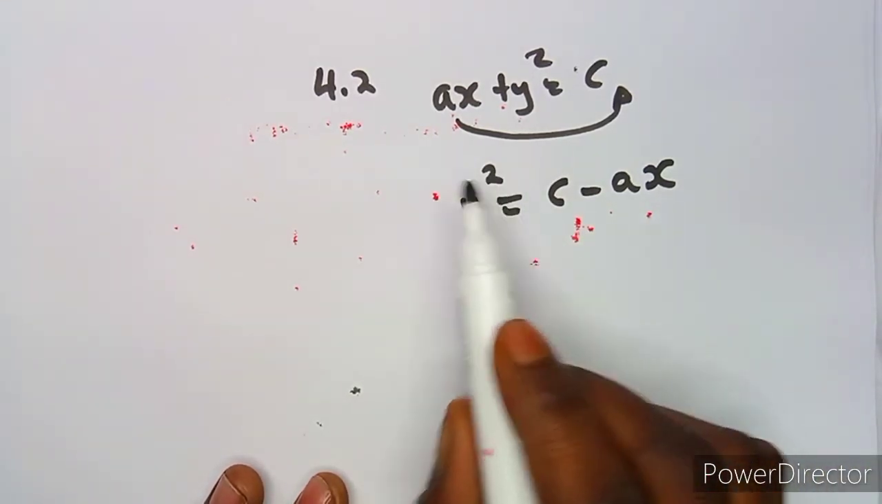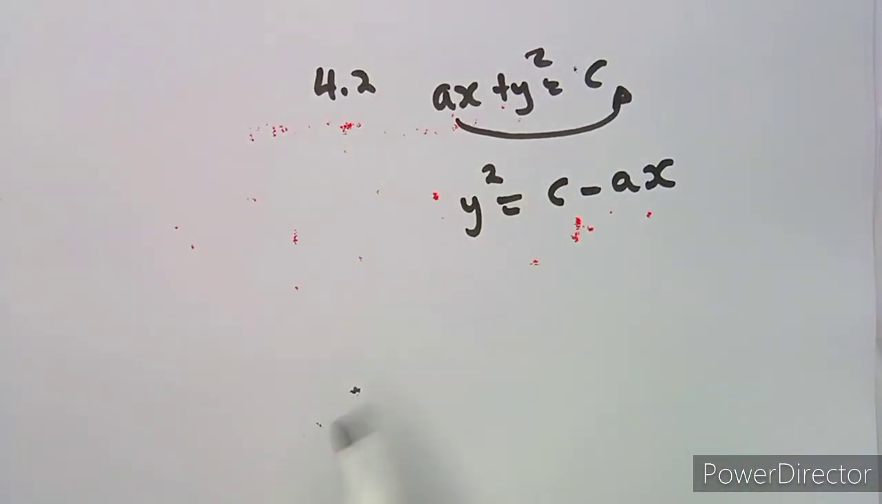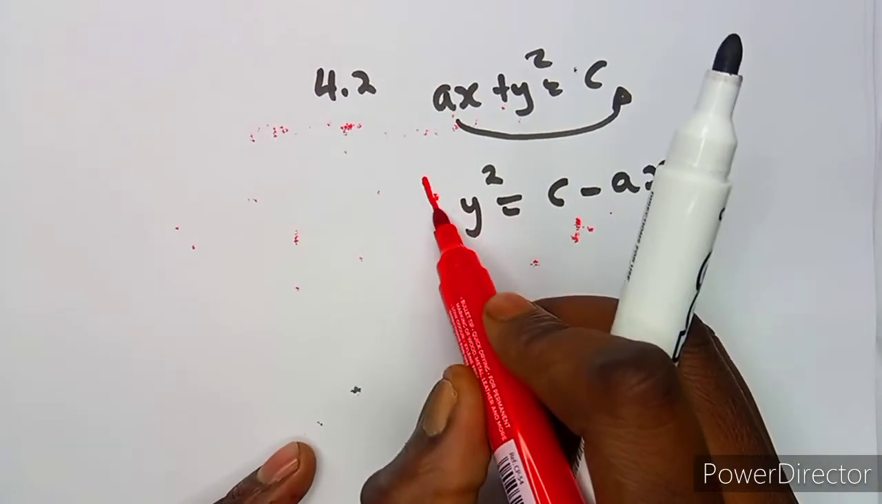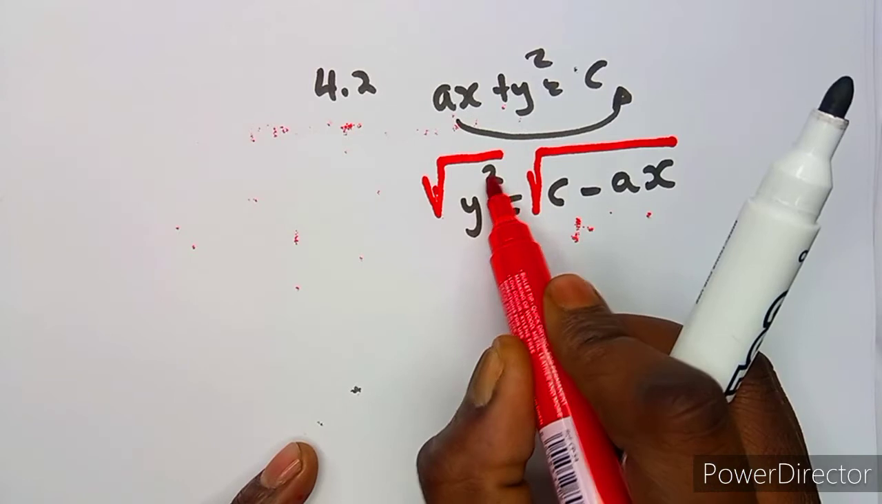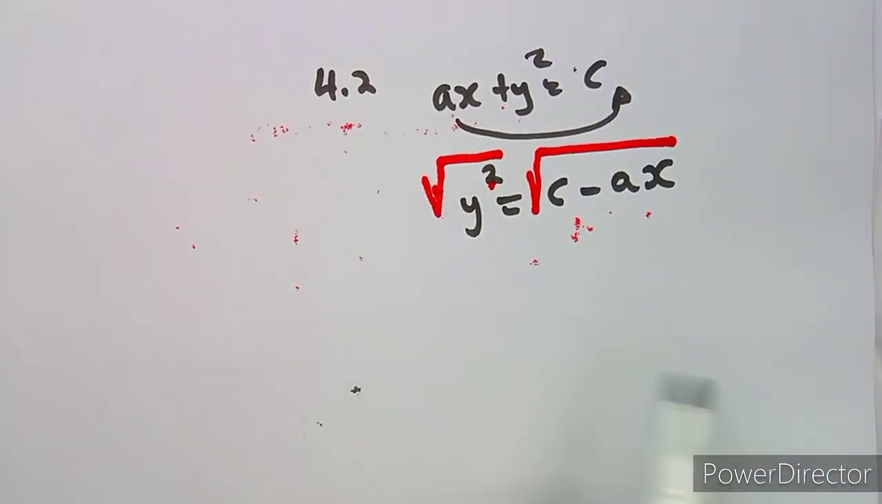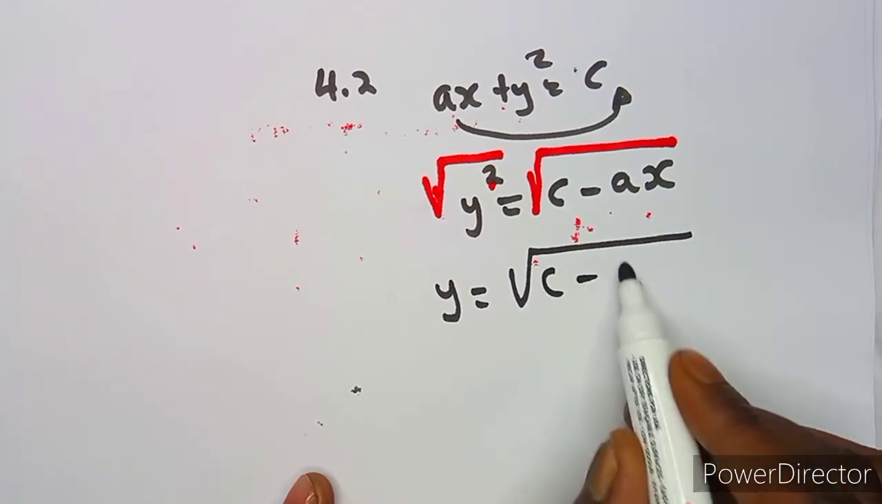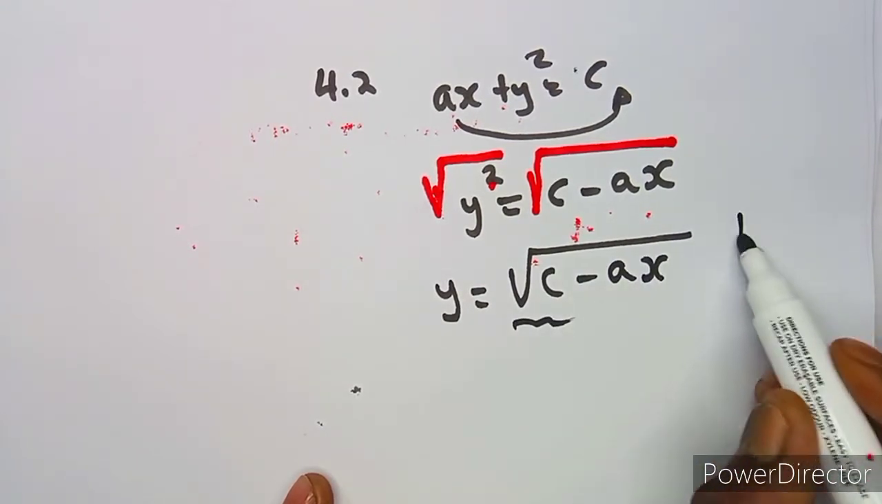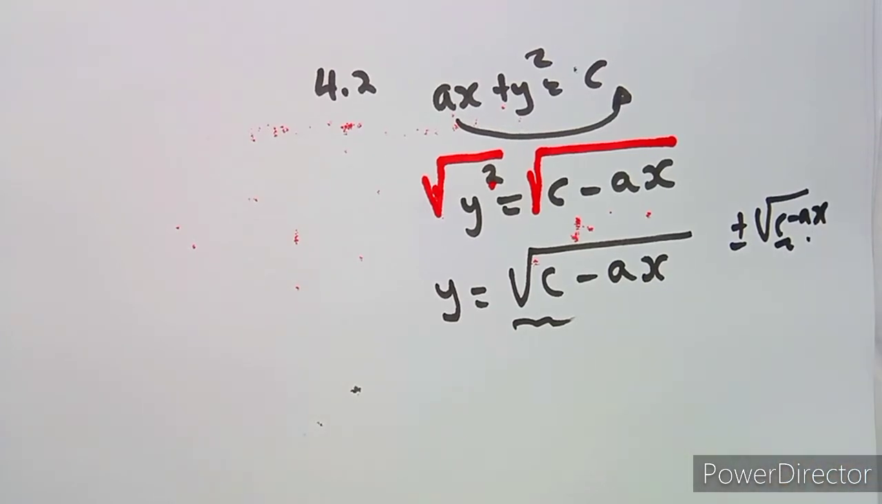So in this case, we've got a y squared. Take note, whenever there's a square, you remove it by introducing the square root on both sides, so that this and this neutralize each other. So you're going to be left with y is equal to the square root of c minus ax. And someone can just write this as plus or minus, since we know that the square root of a number is plus or minus.